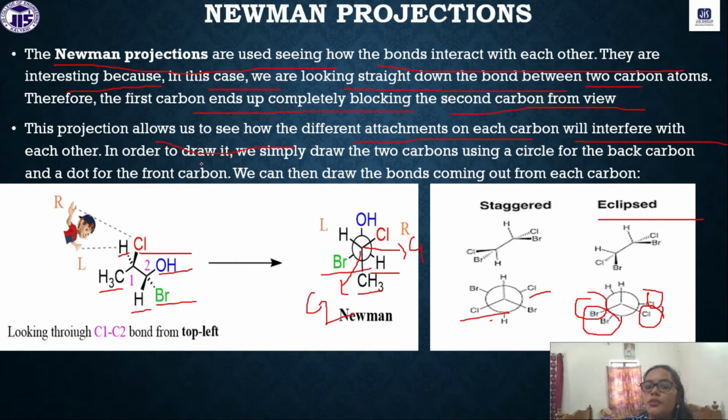In order to draw it, we simply draw the two carbons using a circle for the back carbon and a dot for the front carbon. As I told you, the front carbon we can see is indicated by the point. That is the front carbon. We can then draw the bonds coming out from each. So this is your Newman projection.